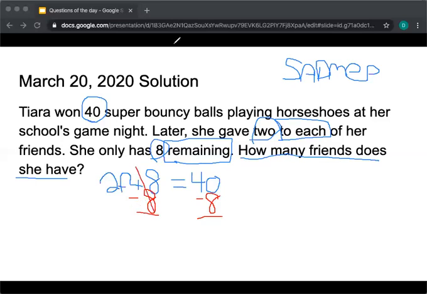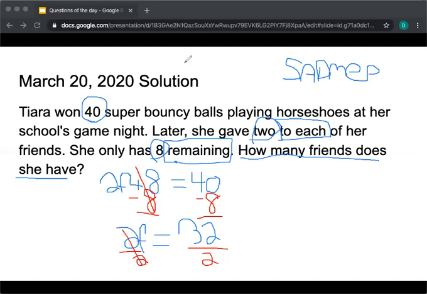Positive 8 and negative 8 cancel out, leaving me with 2f equaling, and 40 minus 8 leaves me with 32. Now I added a subtract, but when I look at this 2f, remember the operation that I'm doing right here is multiplication. And the inverse of multiplication is division. So I will divide both sides by 2.